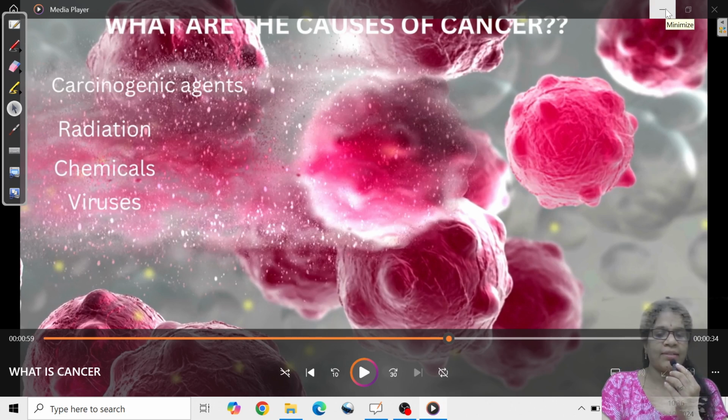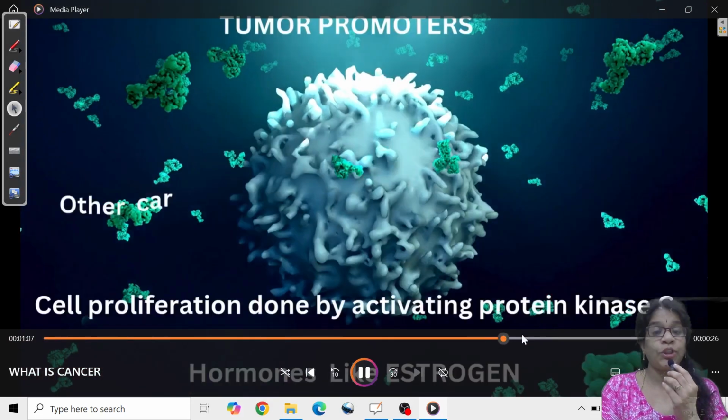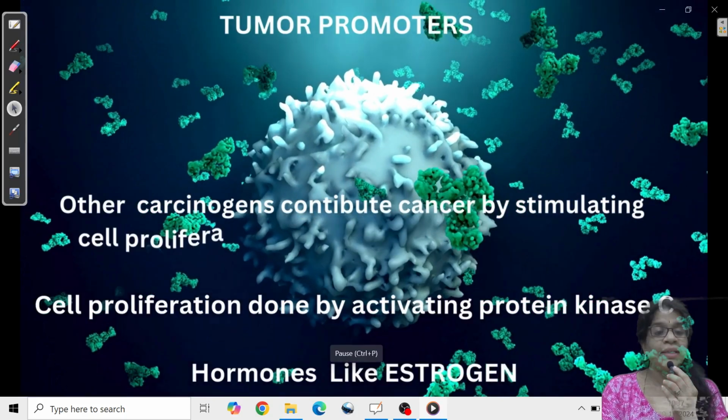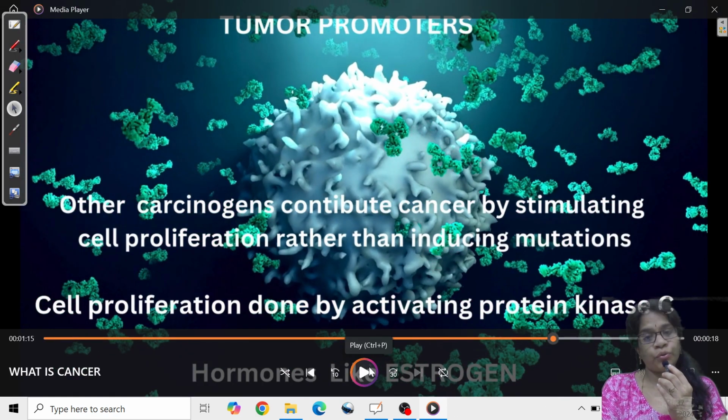Okay, and radiation, chemical, viruses. In the coming class I will talk about what are the types of viruses which affect the body parts. Now let's talk about the tumor promoters. Apart from altering the DNA, apart from forming a mutation in the normal cells, there are some agents which would promote the tumor. They are called the tumor promoters. Some carcinogenic agents contribute to cancer by stimulating cell proliferation rather than inducing mutation. Not only DNA alteration, not only inducing mutations, some carcinogenic agents stimulate cancer by producing or increasing the cell proliferation.